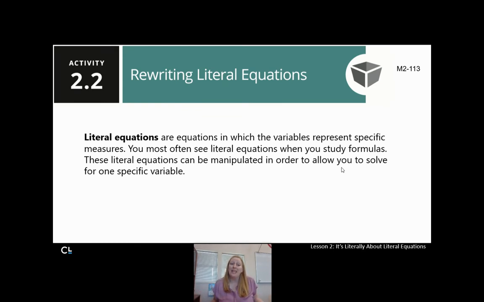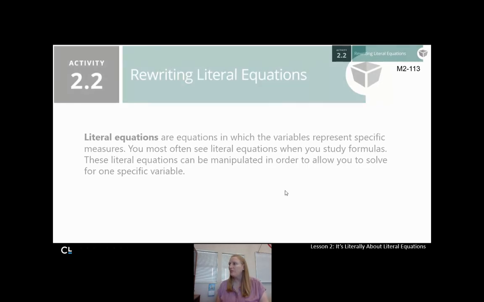But what we're now saying is that we can manipulate that literal equation. Area equals length times width, A equals LW. But what if I just want the L? Or what if I just want the W? Then we need to manipulate our equations a little bit. And that is the big thing that we're doing today. And that's the big thing that's going to be going on with your homework as well coming up.